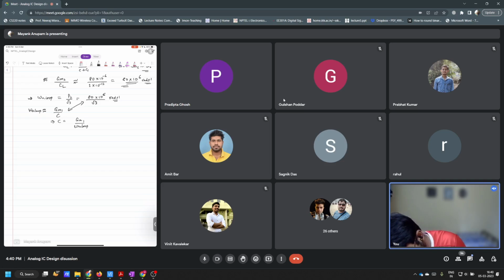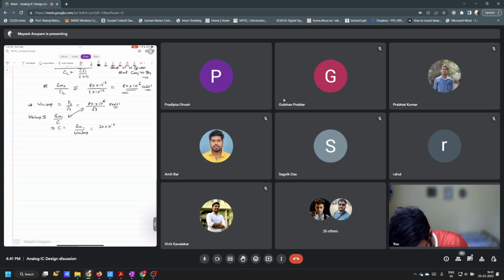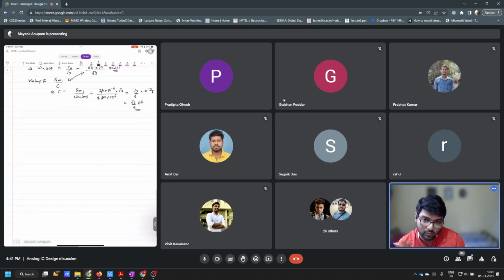And GM1 is 20 micro, divided by omega u loop, which is 80 into 10 to the power 6 into root 3, right? So what will it be? This is basically root 3 by 4 into 10 to the power minus 12 farad. So this is root 3 by 4 picofarad. Is it correct?